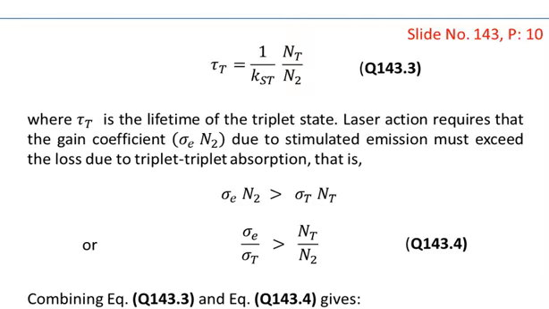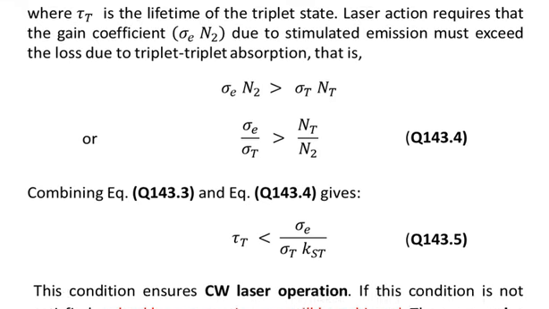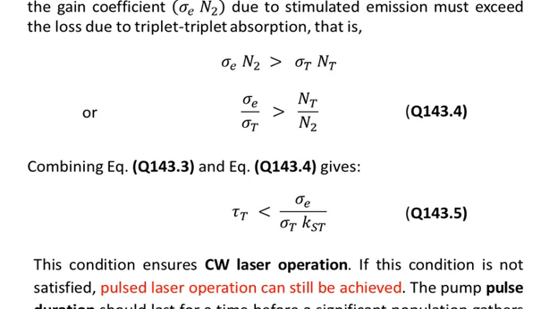Now we can combine the two equations. That is, we can combine equation number 3 and equation number 4 together, and then we can solve this equation independent of the population of the levels. So tau T should be less than the ratio of sigma E to sigma T times kST. If this condition is satisfied, it will ensure that the lifetime of the triplet state should be less than the ratio on the right hand side.